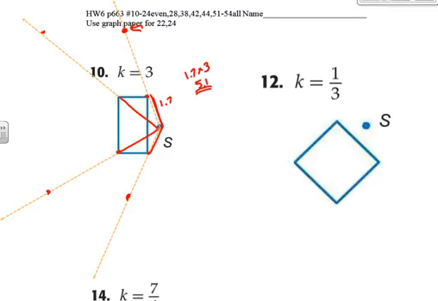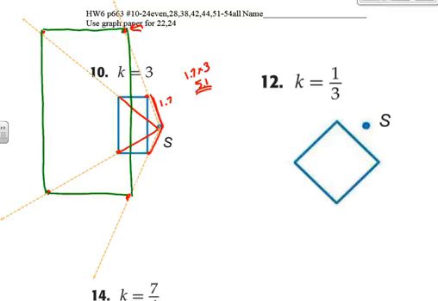And mine aren't perfect, but then when you connect those, you'll know if things went well for you, because your image should look to have about the same shape as your original. And mine is fairly good there.